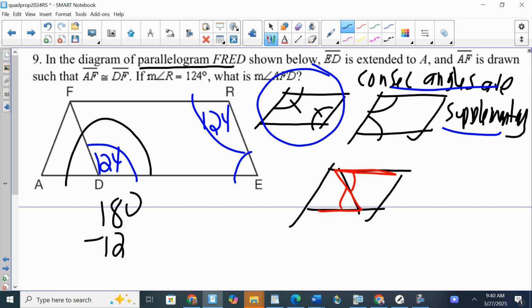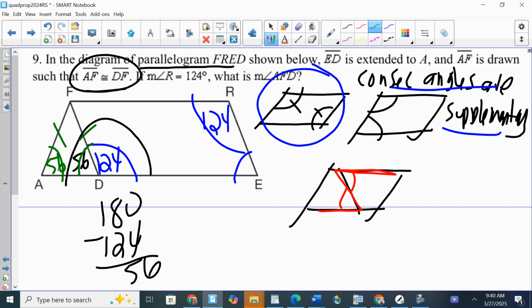I see a linear pair. 180 minus 124 is 56. It's telling me that AF is congruent to DF. Well, whenever I see that 2 sides are congruent, mark the sides, mark the angles opposite them. So this is 56 as well. And now I have 2 angles of a triangle, so I can add them and subtract from 180.